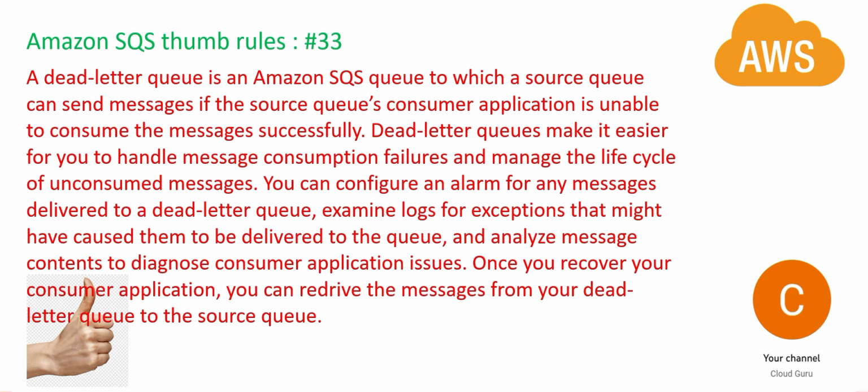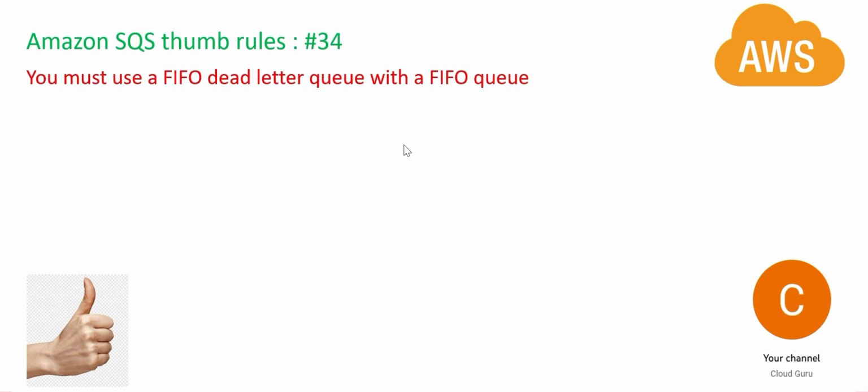And in the last rule, you should always remember a better design is one that makes use of a FIFO dead letter queue with FIFO queues. You cannot use a standard dead letter queue with FIFO queues. You will have to use a FIFO dead letter queue with FIFO queues. Always remember this. There is something called FIFO dead letter queues and dead letter queues. You should use FIFO dead letter queues with FIFO queues, and you will get a similar question in the exam related to this topic. This is the last thumb rule for this part.